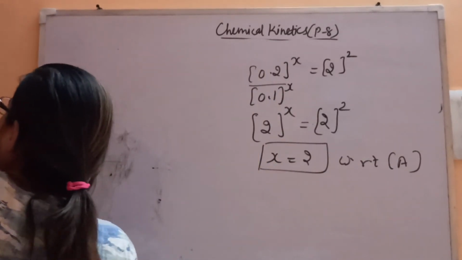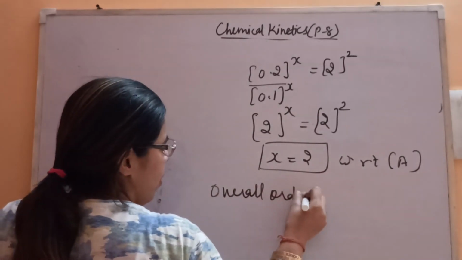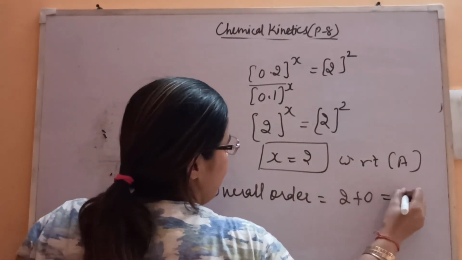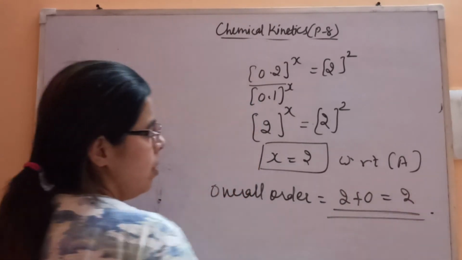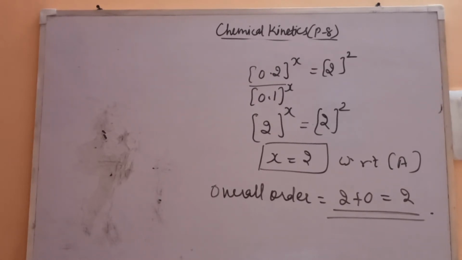Fine. Now we will see the overall order. It is equal to 2 plus 0. So that is 2. So this is the overall order of the reaction. That's why the unit was moles per liter per second. Overall order is 2. So this is how you will be able to solve these kinds of numericals. We will be practicing many questions in our class as well. Fine. So this is how you have to do it.